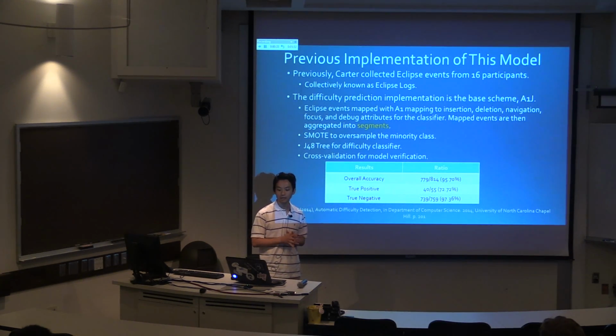Jason also had a base difficulty prediction scheme in his doctoral thesis called A1J. What A1J had is that Jason had his own mapping of the inputs to the various attributes for the classifier. He used SMOTE to oversample the minority class too. He had a J48 tree for prediction, and then he used tenfold cross-validation for model verification. As you can see, according to cross-validation, the result is pretty good. We had a 95% overall accuracy, and a pretty decent accuracy for true positives.